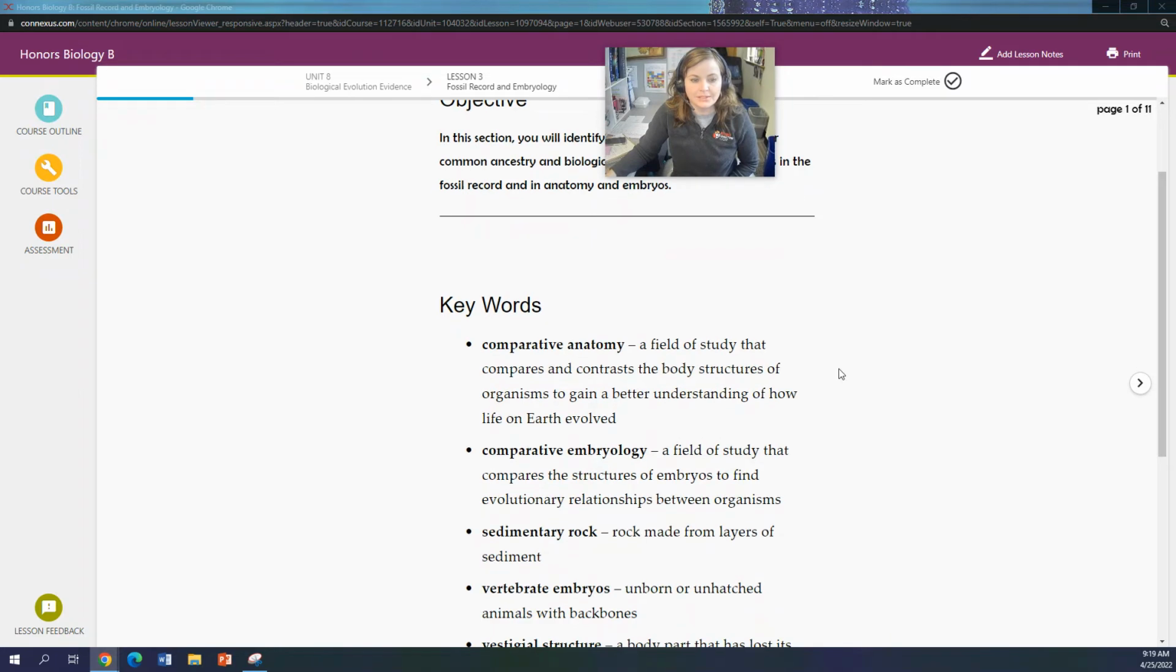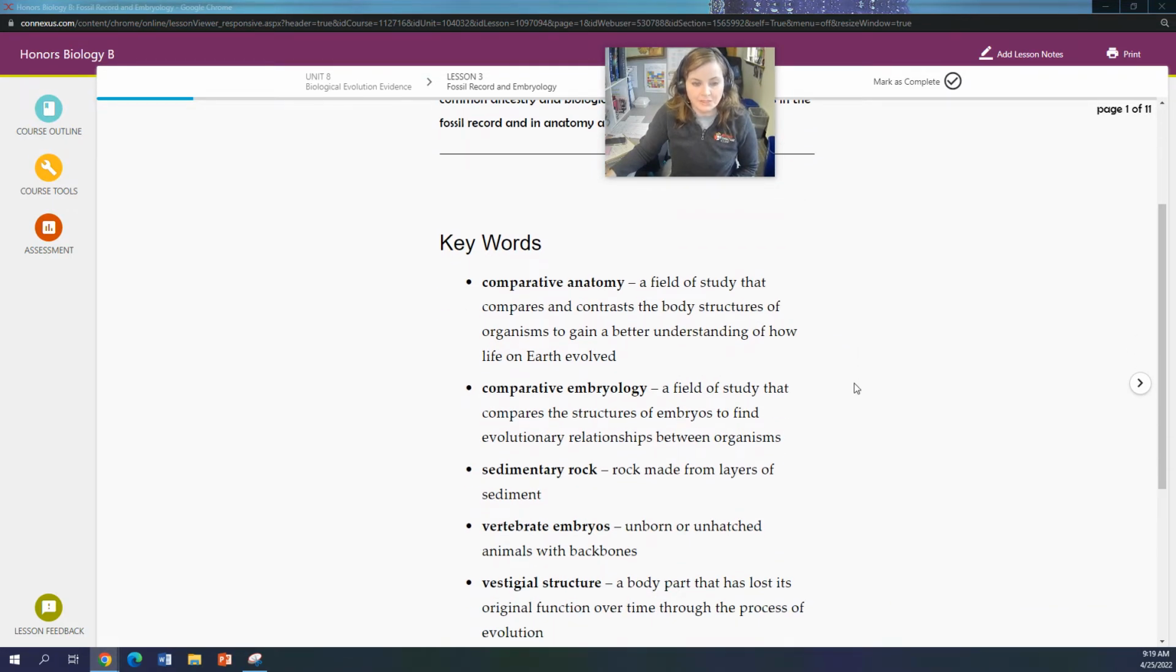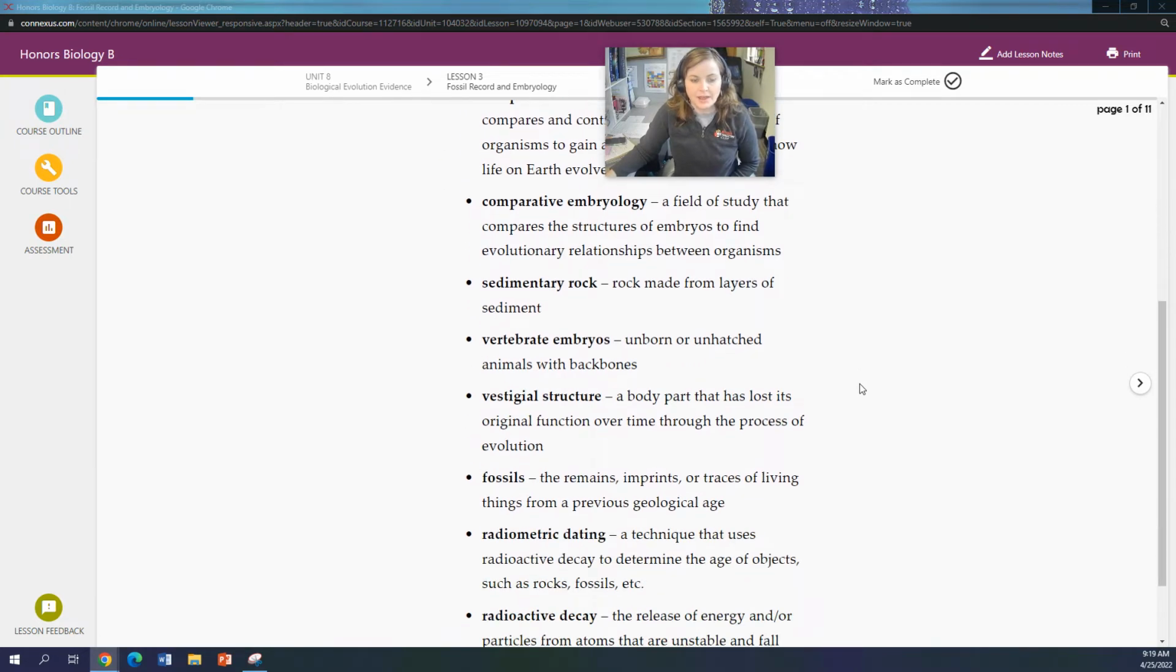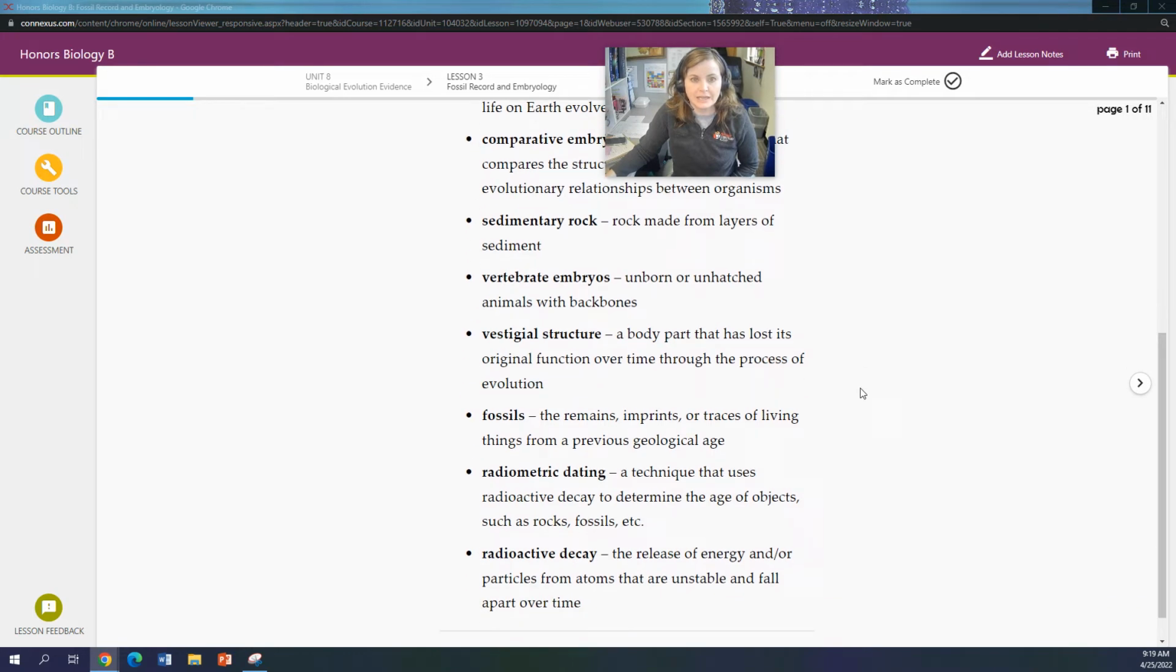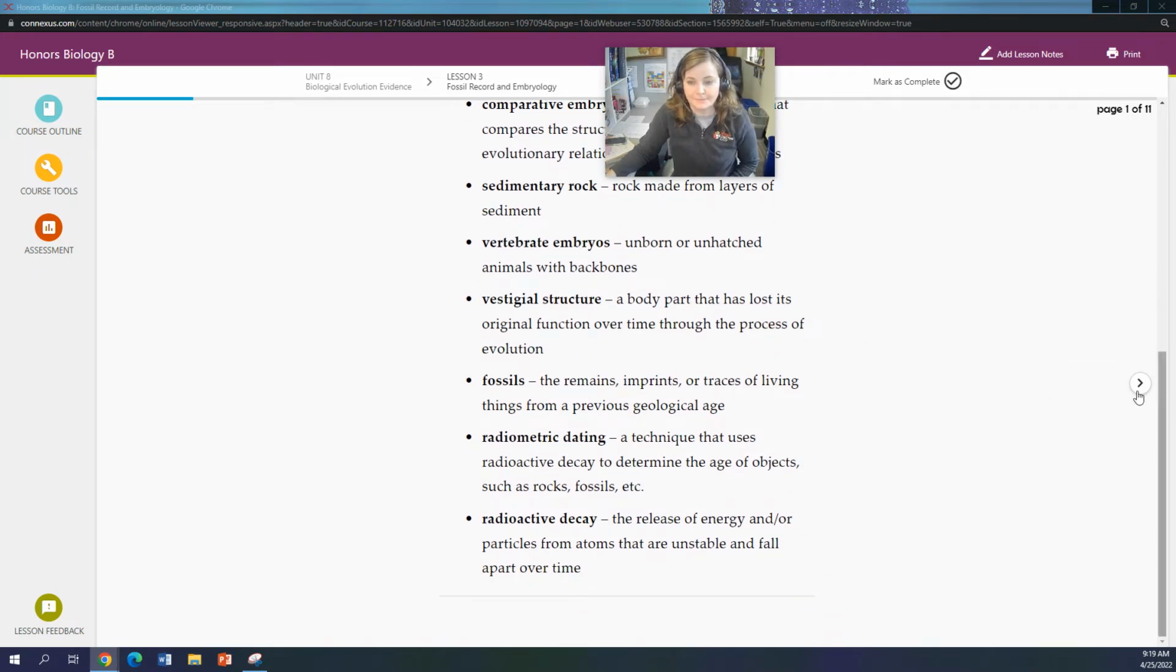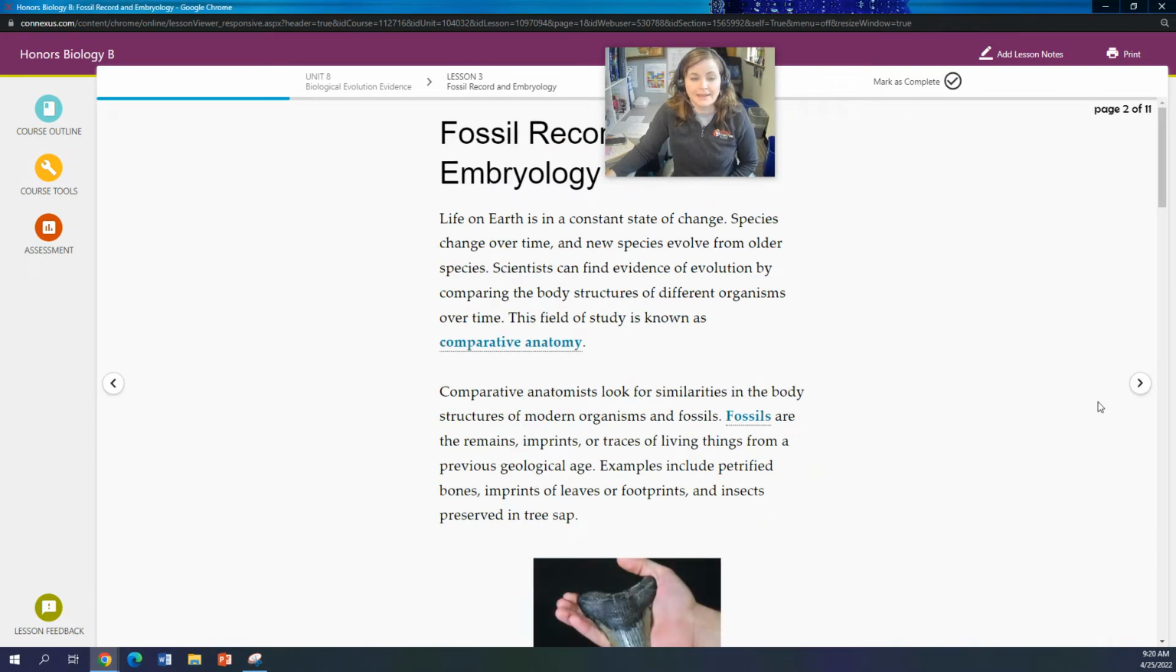So our key words here are comparative anatomy, comparative embryology, sedimentary rock, vertebrate embryos, vestigial structures, fossils, radiometric dating, and radioactive decay. So we're looking more, again, at different evidences that evolution has occurred and that, essentially, the organisms are changing over time, right? And that we have evidence of common ancestry as well, I think.